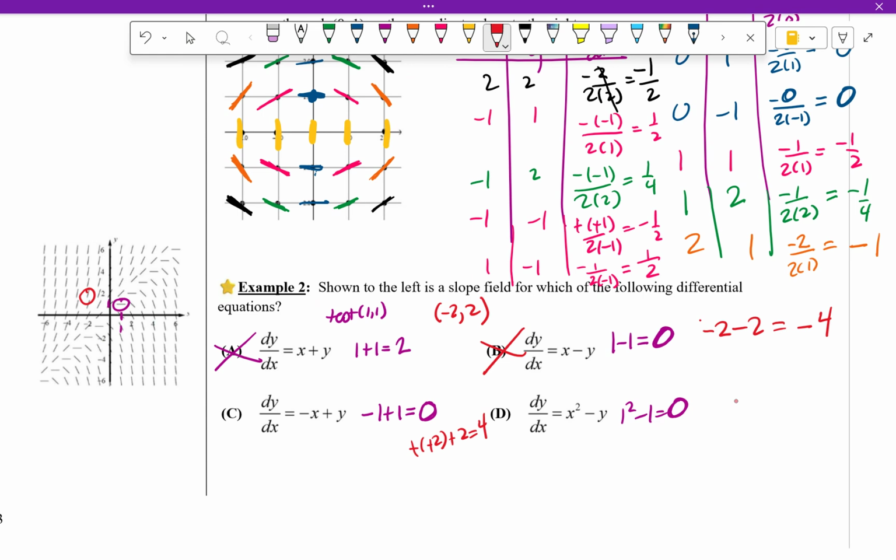All right, now we're going to do -2 squared minus 2. What's -2 squared? 4 minus 2 is? Ooh, is it a positive slope still? Yeah, so I can't eliminate that one yet. I got to pick something else, okay? But at least I got rid of one more, okay? All right, anybody else got any ideas?